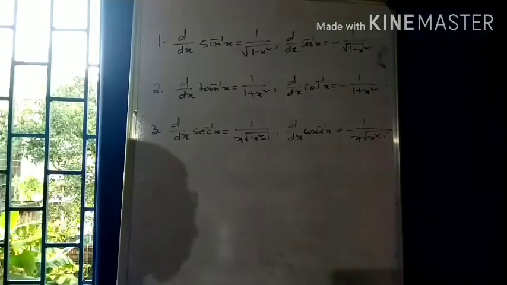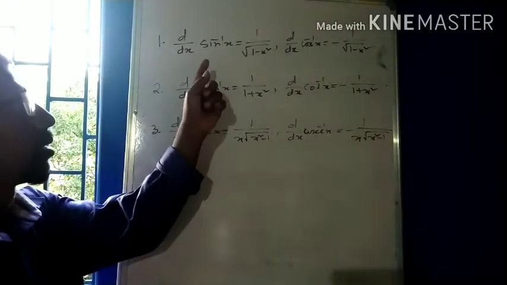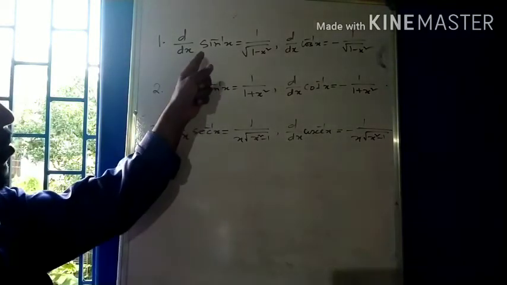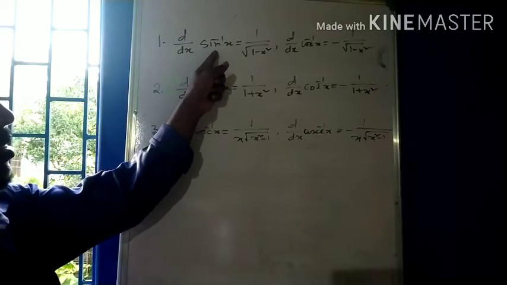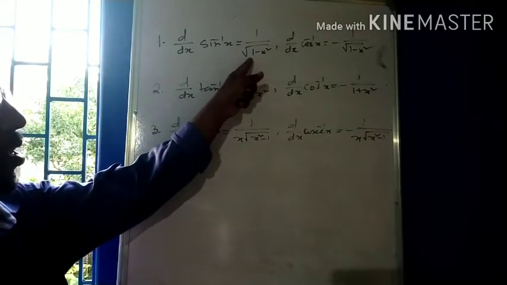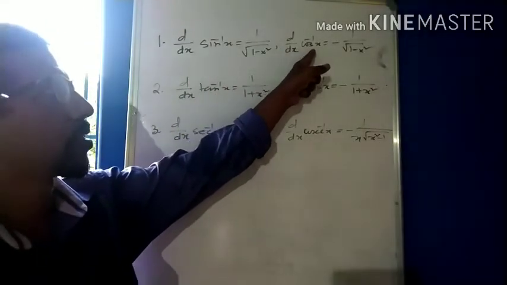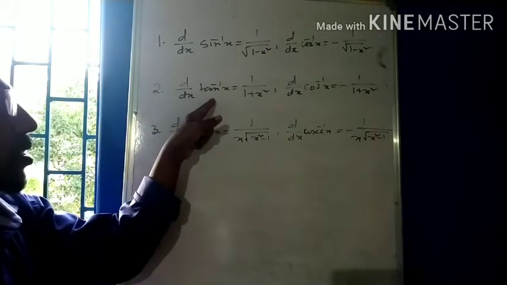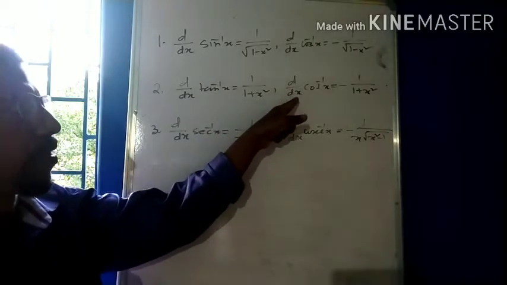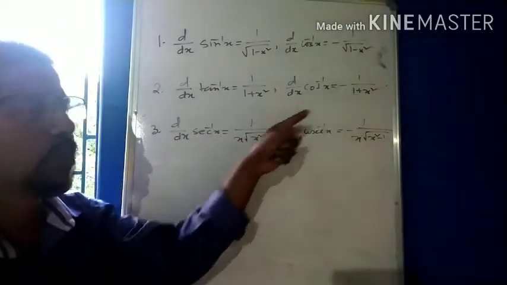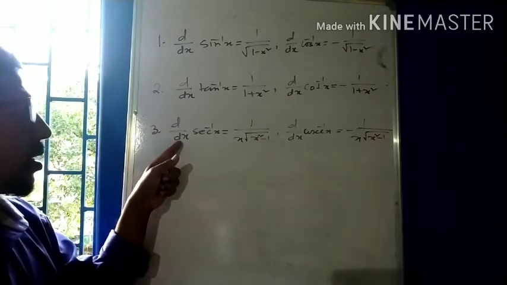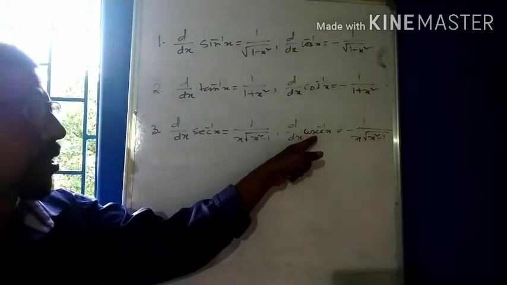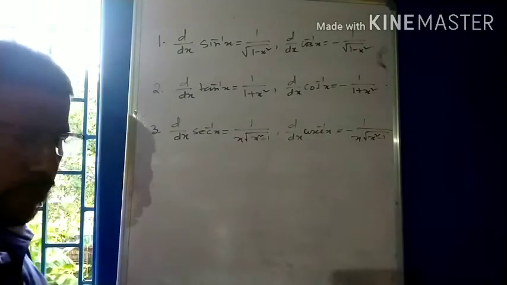examples. So we are going to start chain rule of inverse trigonometric functions. So you have to know some formulas. Differentiation of sin inverse x is 1 by root over 1 minus x square. Similarly, the dx of cos inverse x is minus 1 by root over 1 minus x square. The dx of tan inverse x is 1 by 1 plus x square. Differentiation of cot inverse x is minus 1 by 1 plus x square. Similarly, the dx of sec inverse x is 1 by x into root over x square minus 1. Cosec inverse x will be minus 1 by x into root over x square minus 1.